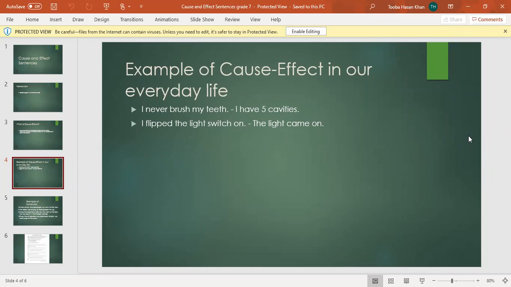The light came on. You can do this today also. Suddenly the light came on in your room. How? When you switched on the light switch. If you switch on the light switch, what will happen? The light will come on in your room. You close the light switch, the light will go off, the light will switch off.